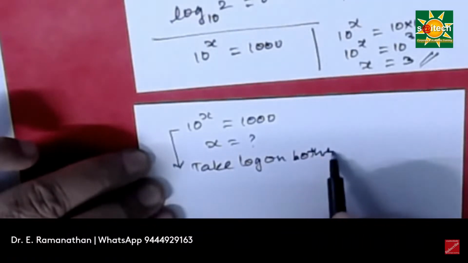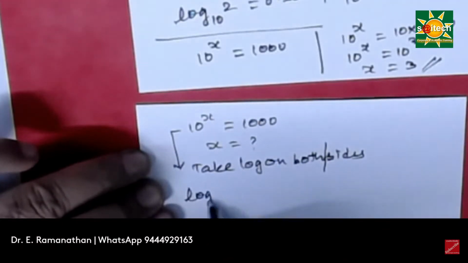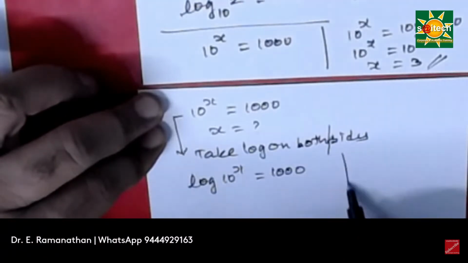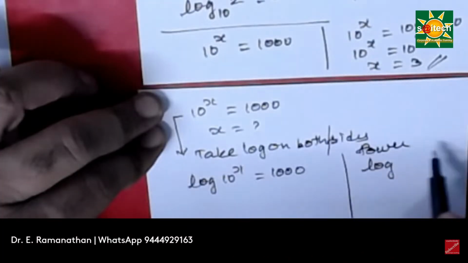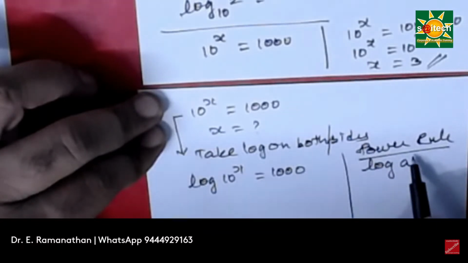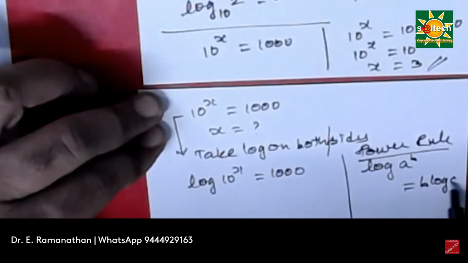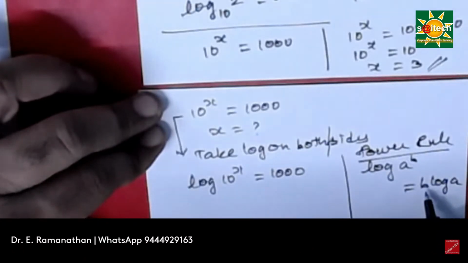Okay, so this is the way you have to do. So log 10 power x is equal to log 1000. Got it? And you can apply the power rule. What do you mean by power rule? Log power rule. Log a power b is equal to b into log a. That is, this power b is written as coefficient of logarithmic a, right?